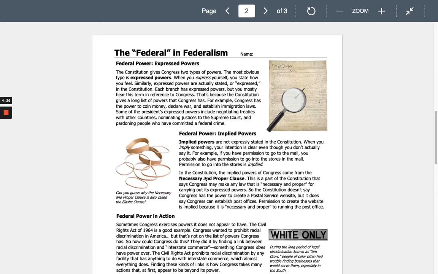In the Constitution, the implied powers of Congress come from the Necessary and Proper Clause. This is a part of the Constitution that says Congress may make any law that is necessary and proper for carrying out its express powers. So the Constitution doesn't say Congress has the power to create a postal service website, but it does say Congress can establish post offices. Permission to create the website is implied because it is necessary and proper to running the post office.